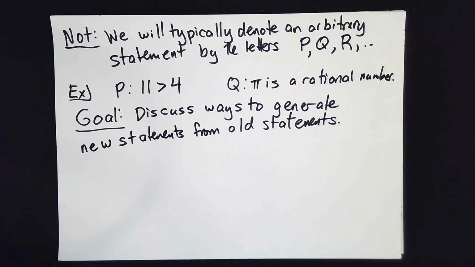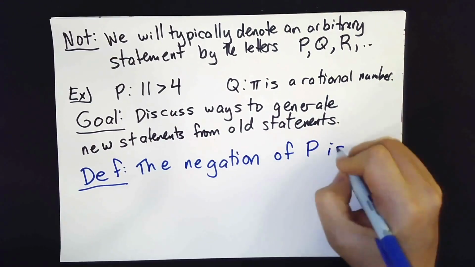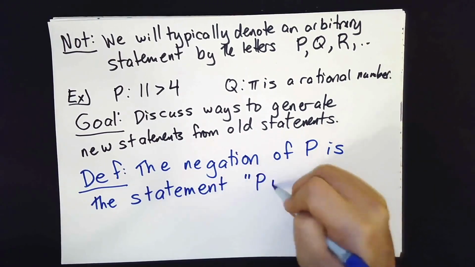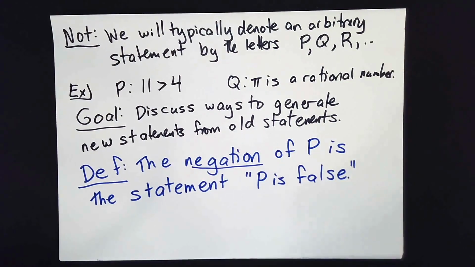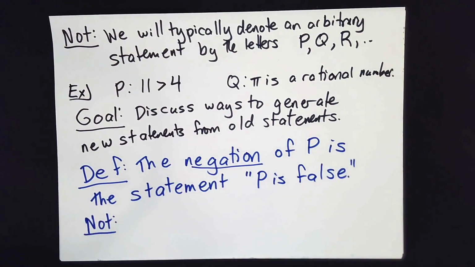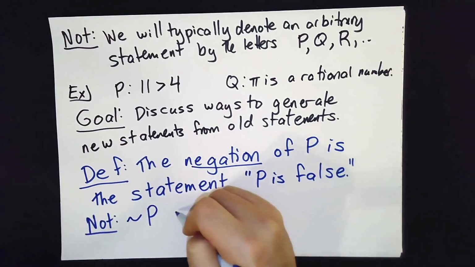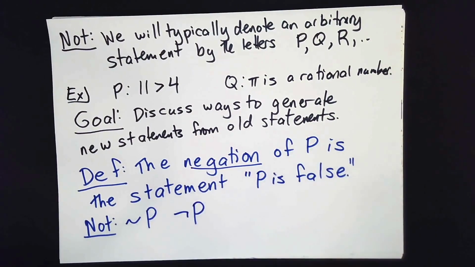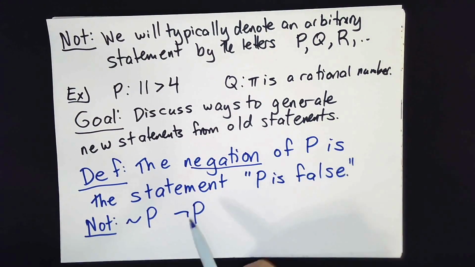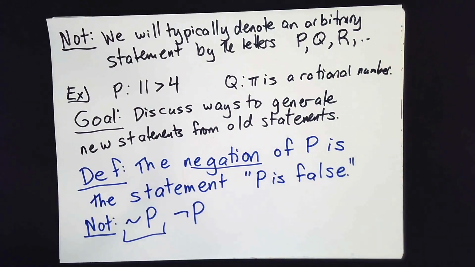The first way to do that is to take a statement and negate it. So the negation of a statement P is the statement P is false. We usually denote this by something like a squiggle in front of P. So this will either be a squiggle in front of P, or some people like another symbol in front of P as well. I'll usually use this one in this course.